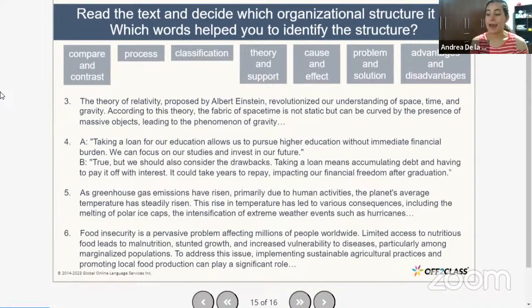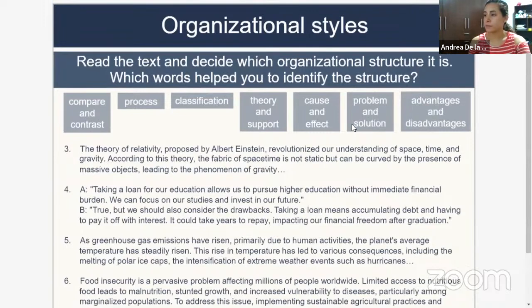Okay, and pay active attention to what is going on. We're going to see some examples with actual lectures, don't worry about that. But I think it's important to at least name which ones these are. You know, compare and contrast, processes, classification, theory and support, cause and effect, problem solution, and pros and cons. Okay? Do you have any questions so far? Is everything okay? Yes, teacher. Okay, perfect.